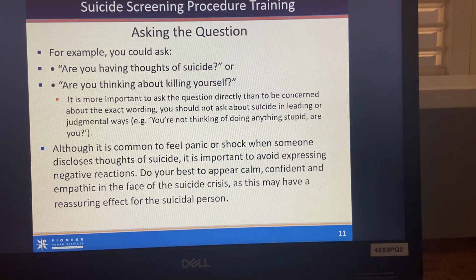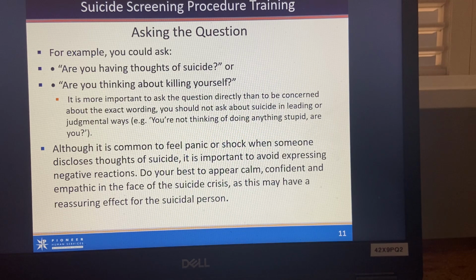Here are two ways in which you can ask the question about suicide. Either ask, "Are you having thoughts of suicide?" or "Are you thinking about killing yourself?" It's important to ask these questions directly. When we ask these questions in a direct manner, it doesn't lead us to asking the question in a potentially leading or judgmental way.